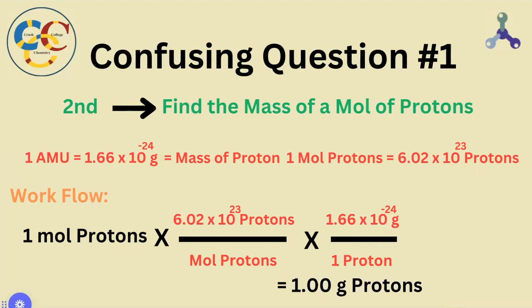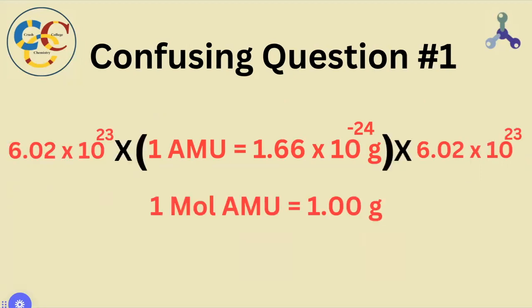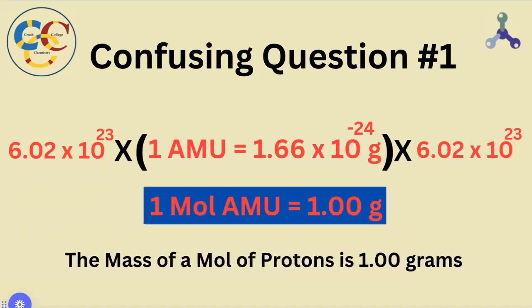And that shows us something very profound. So when we go back to 1 AMU, 1 atomic mass unit, is 1.66 times 10 to the negative 24 grams. We multiply each side by 1 mole, 6.02 times 10 to the 23, and we get 1 mole of AMU is exactly 1.00 grams. Likewise, we know that 1 AMU is the mass of 1 proton. So by convention, our final answer is that the mass of a mole of protons is exactly 1 gram.